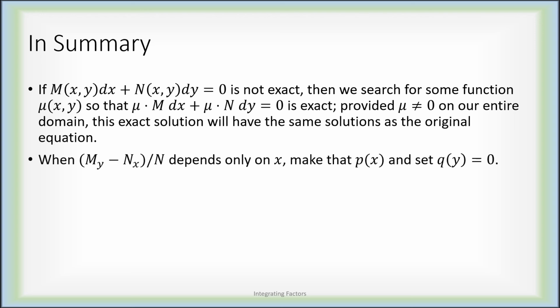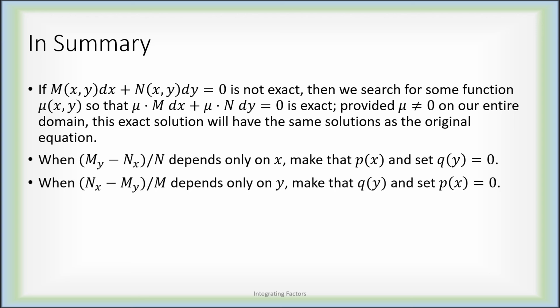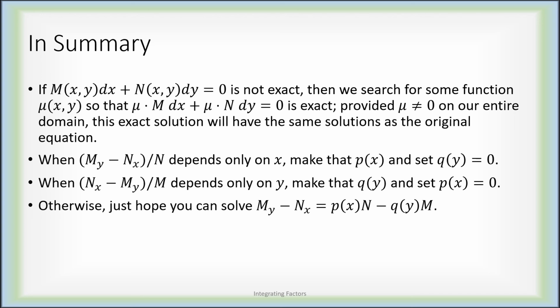If you can show that m sub y minus n sub x over n depends only on x, you're going to set p of x to be whatever that was and set q of y to be 0. If, however, n_x minus m_y over m depends only on y, set that to be q of y and let p of x be 0. Otherwise, just hope you can solve m_y minus n_x equals p of x n minus q of y m.